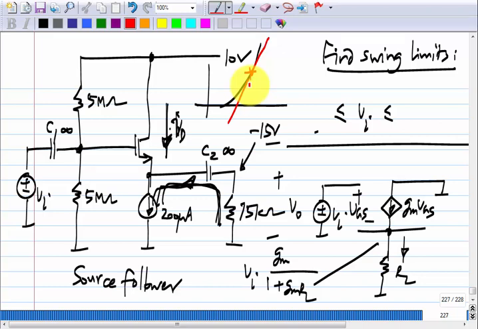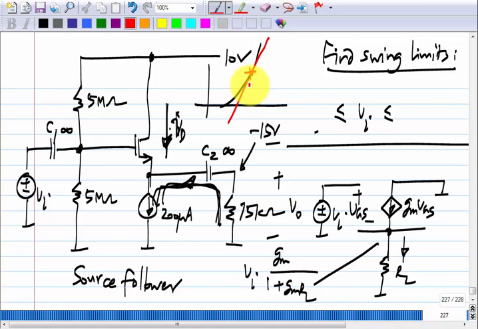So now, in reality, you do need to find the effects of the GM changing constantly as the signal is changing and so on. Basically, you have to do full nonlinear analysis. For that, you use a circuit simulator. Okay? I mean, that's not something we can do by hand. Even for the simplest of circuits, it's very difficult to do. Okay? So that's why the swing limit gives you a crude limit.